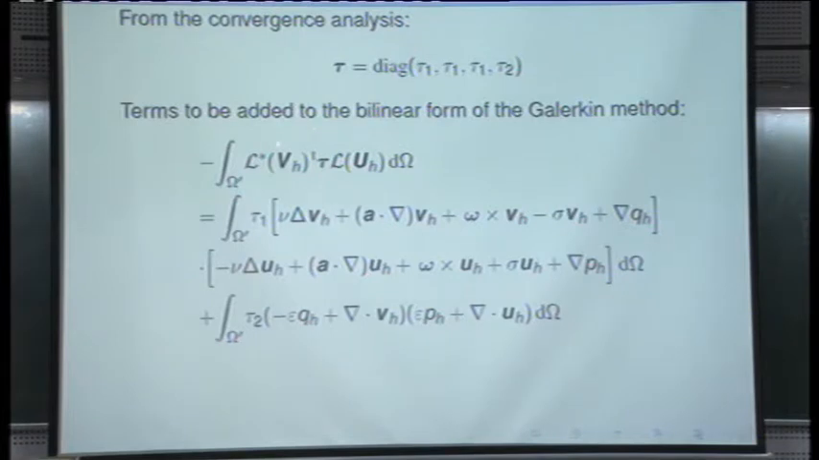The general rule is we have to add to the Galerkin method these terms: the sum for all the elements of the integral within each element of minus the adjoint transpose times tau times L of UH. So the first equation is tau1 times the adjoint of the first operator, the momentum operator applied to the test function, times the momentum operator applied to the unknown, plus tau2, or minus the adjoint of the second component of the differential operator applied to the second component of the original differential operator.